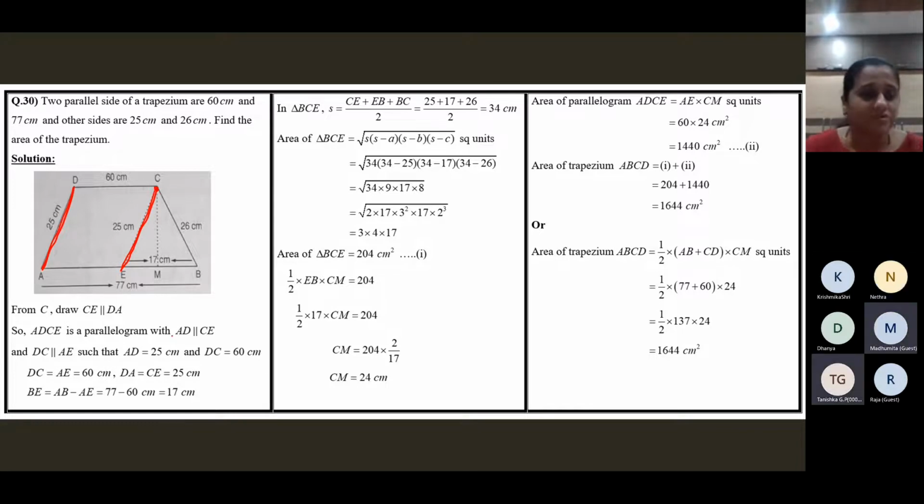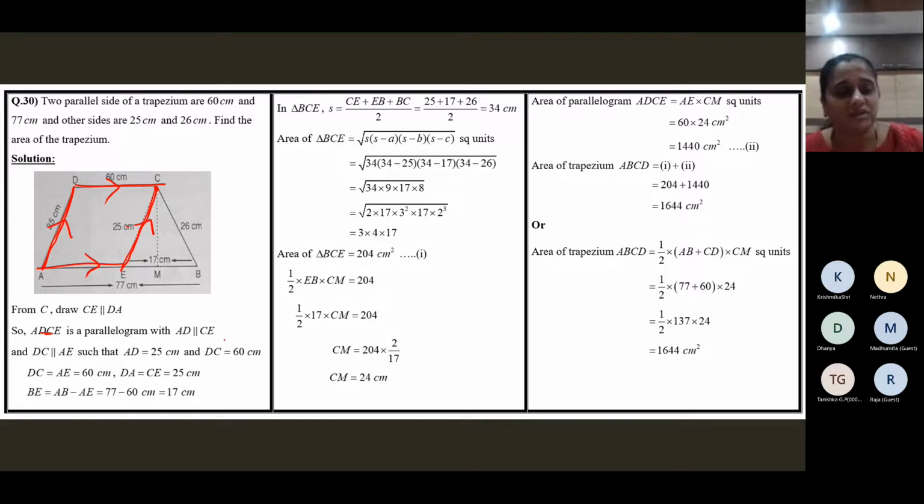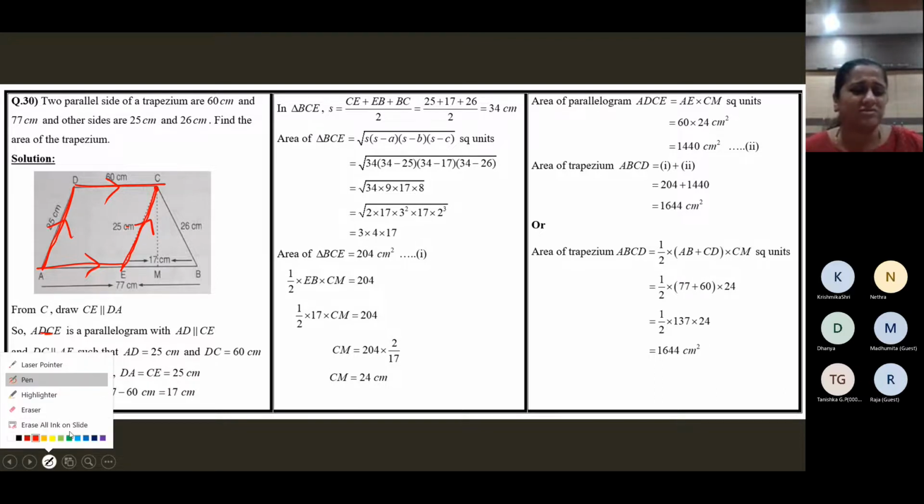Yes, ma'am. So ADCE is a parallelogram. Why? Because AD is parallel to CE by construction, and DC is parallel to AE. So ADCE is a parallelogram with AD parallel to CE and DC parallel to AE, such that AD is equal to... you can write it in your own words.